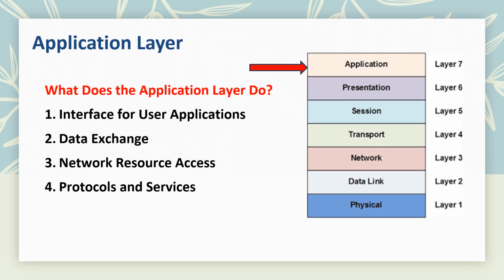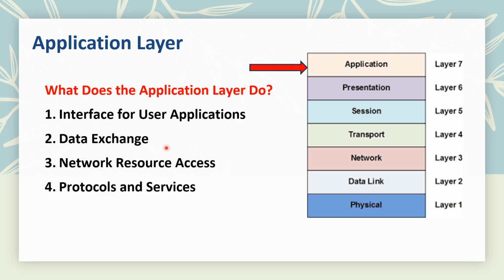The application layer is where communication between software applications happens. It is the layer that users interact with, enabling programs like web browsers, email clients, and file transfer applications to communicate with the network. It provides an interface for the users to interact with network services through applications like browsers, email clients, or messaging apps.